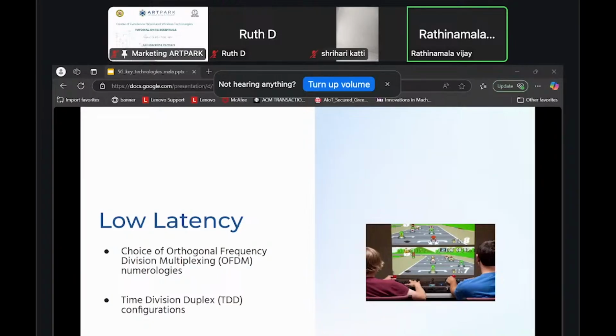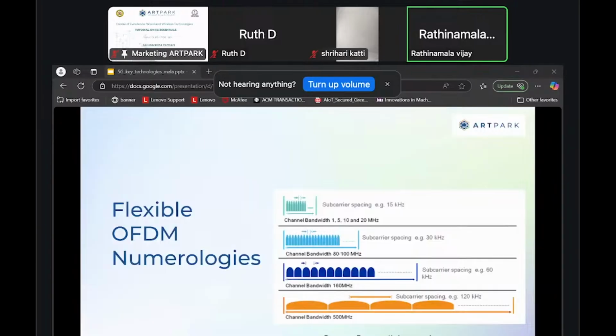This was introduced in 4G and it is still used in 5G networks, but with more flexibility in subcarrier spacing, as opposed to a fixed 15 kilohertz subcarrier spacing in 4G. In 5G, we can design for 30 kilohertz subcarrier spacing, or 60, or 120. That is a factor of 15 kilohertz. So we have that flexibility.